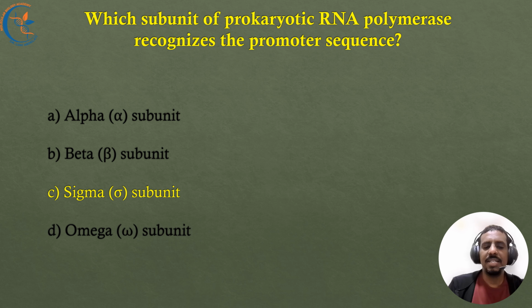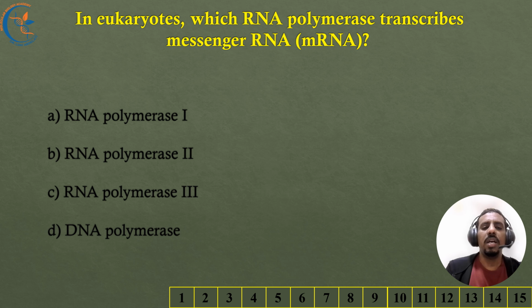The correct answer is the sigma subunit. Actually, the sigma subunit of prokaryotic RNA polymerase recognizes and binds to the promoter sequence, initiating transcription. After transcription begins, the sigma subunit is released. All right, let's move on. In eukaryotes, which RNA polymerase transcribes messenger RNA?